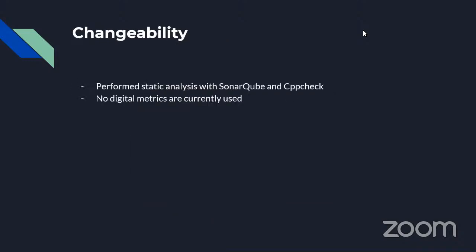And finally, about changeability, this is somewhat questionable. We performed static analysis and will show you the results afterwards. As the developer stated, there are no digital metrics they used. What can we recommend? Try to use some cyclomatic complexity analysis or lines of code analysis. These are metrics to understand how modifiable your code is. I guess that's it.